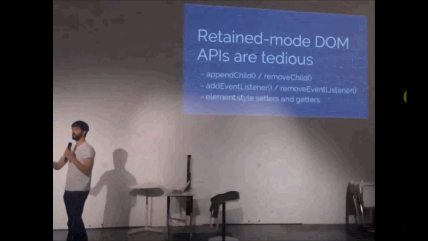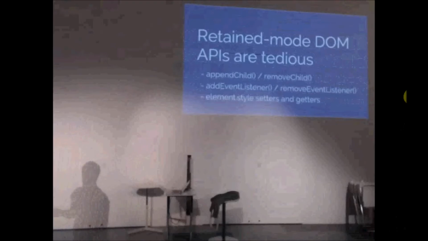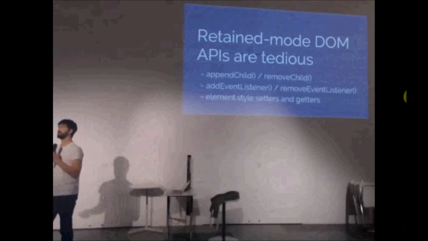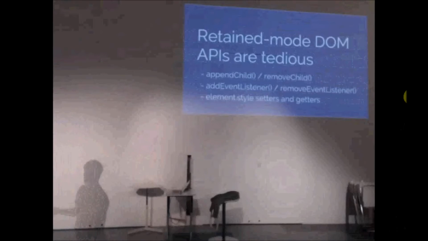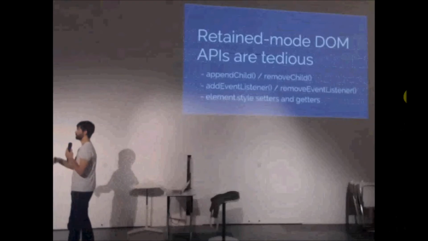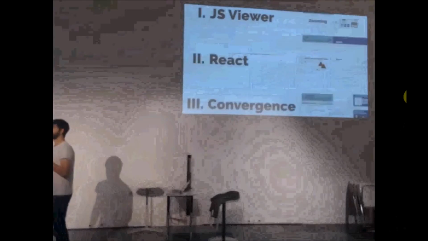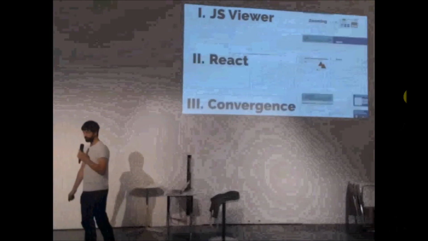These are the APIs that you're used to, adding children, removing children, but not just about children. Adding event listeners and removing event listeners is just as tedious. You have to remember when you want to dispose of your class to remove all the event listeners, make sure there's no references to it. It's really annoying. So that's about the JavaScript viewer.